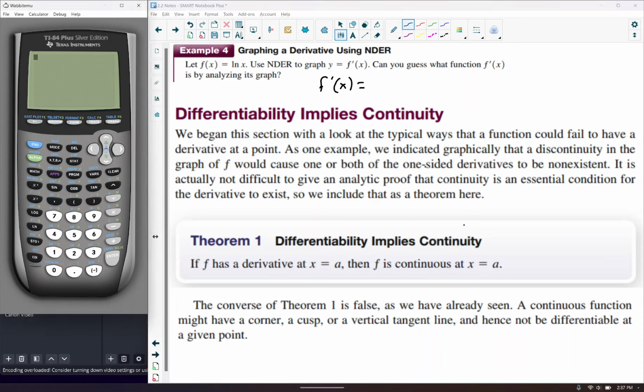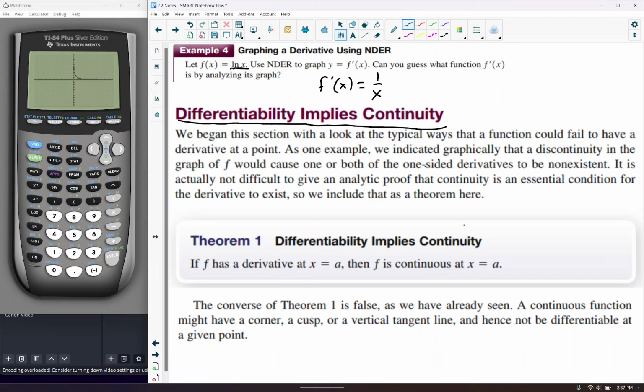So we're going to go y equals. We're going to do math, and number 8 is derivative. We're going to do the derivative with respect to x, so we'll hit x there. This is the natural log of x, and we're evaluating everywhere. So when we go zoom 6, it's hard to see, but this is the graph of 1 over x. So we can say that the derivative of natural log of x is 1 over x.